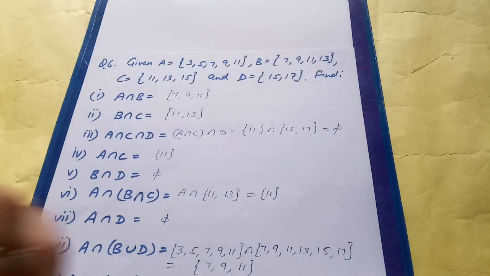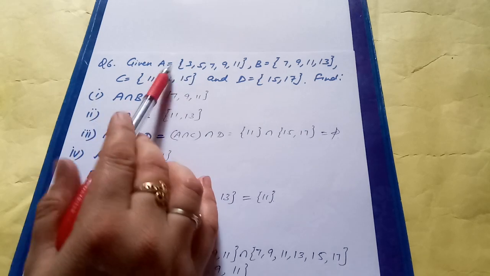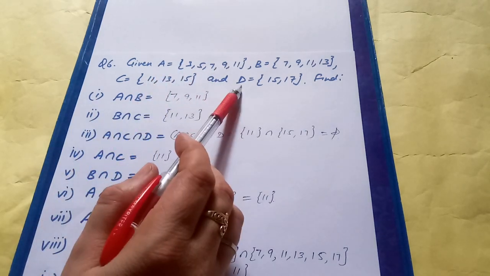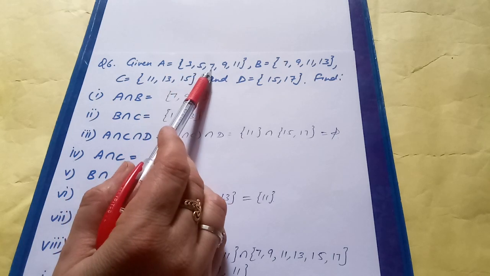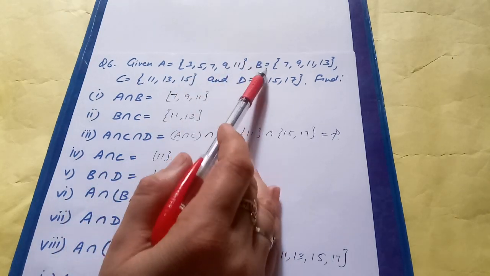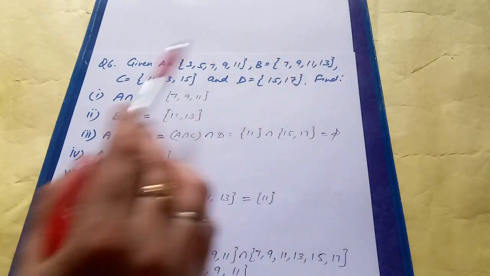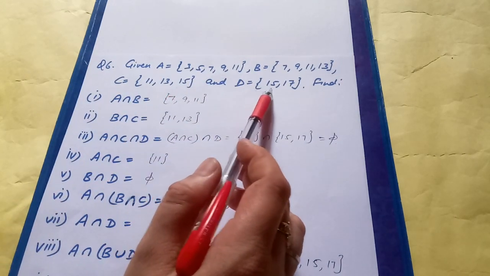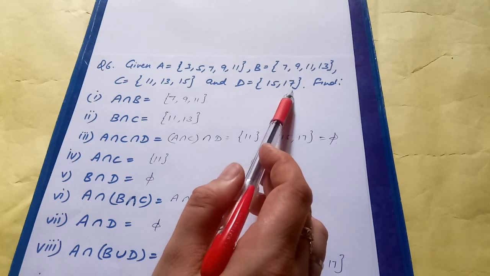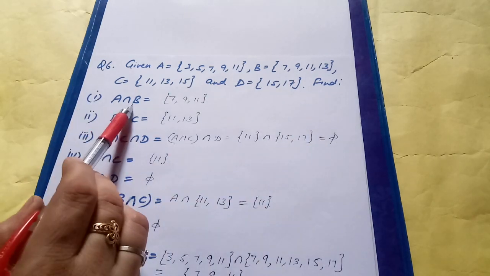Let's take sixth question. Here given A, B, C and D sets are. In set A, elements are 3, 5, 7, 9, 11. B set equal to 7, 9, 11, 13. C set is 11, 13, 15. And D set containing 2 elements 15, 17. Find in first part A intersection B.